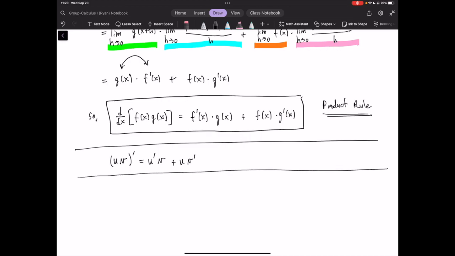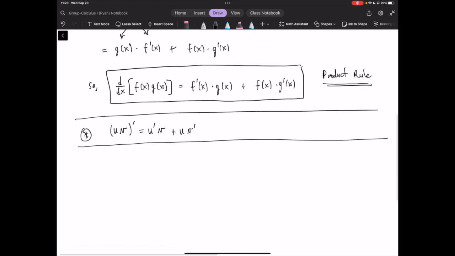So this is just kind of a shorthand way to rewrite the product rule that we just derived with f and g, just to write it in terms of u and v. All right, let's do those examples now. So here's our first example.